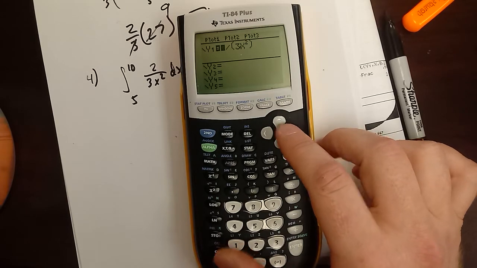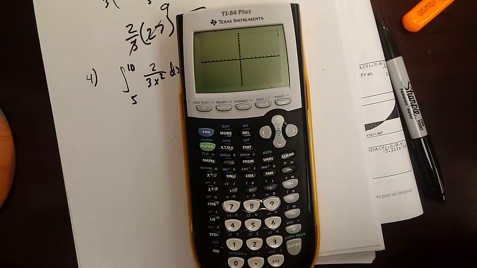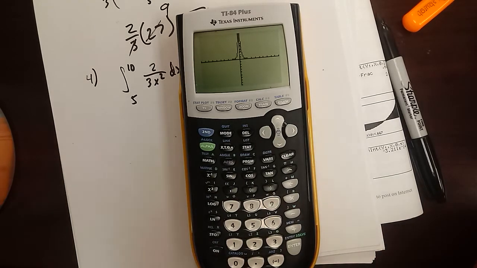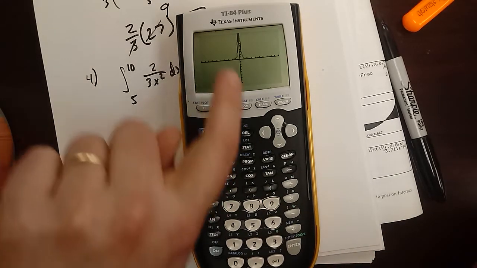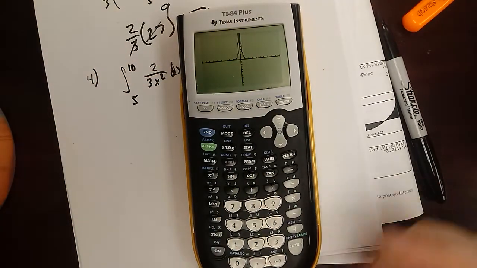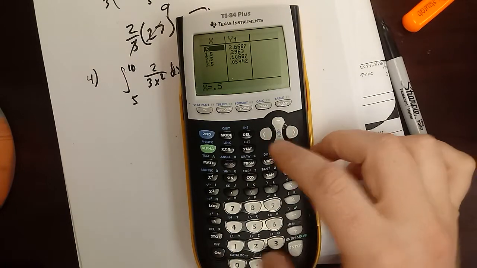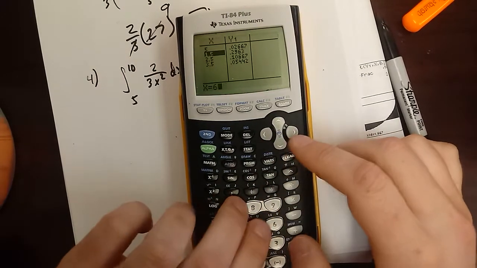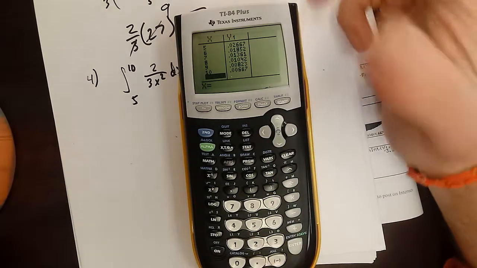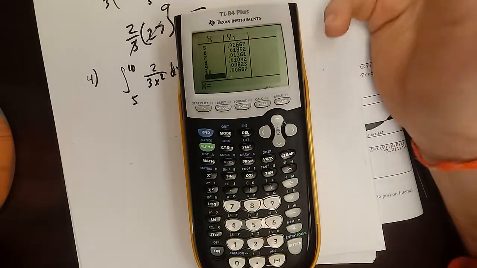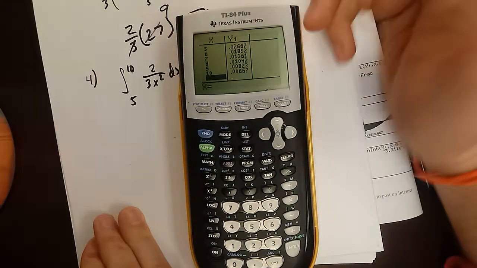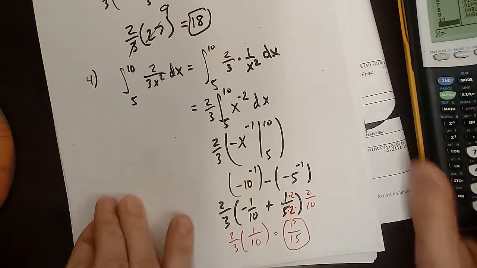Where'd you go? Let's just zoom standard and see if we can see it. Oh. That's why it gets so close to the x-axis so fast. Let's look at our y values here. What do we have? Let's see, 5, 6, 7, 8, 9, 10. Yeah, look at all those tiny y values. So I'd be thinking about adding those rectangles together. We're going to get something really small, and we're not talking about rectangles here. We're talking about the exact area. So there we go.